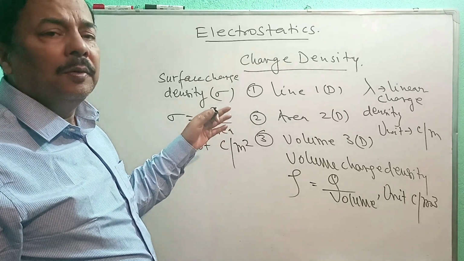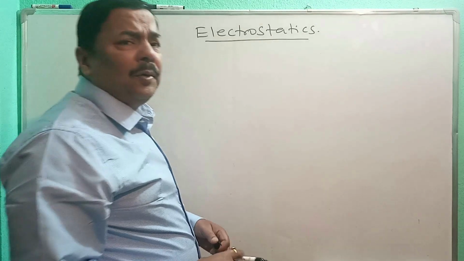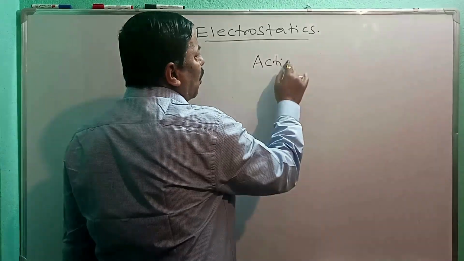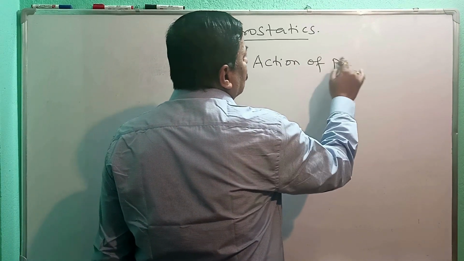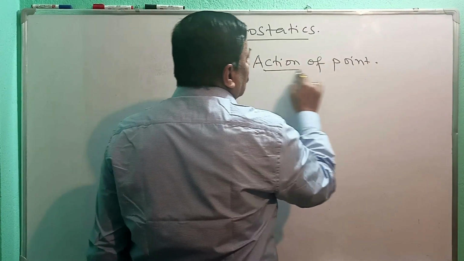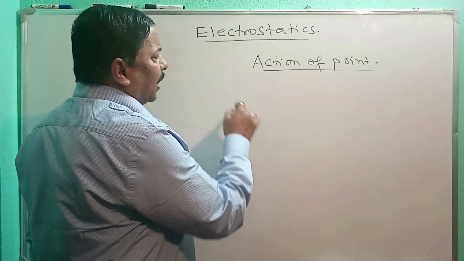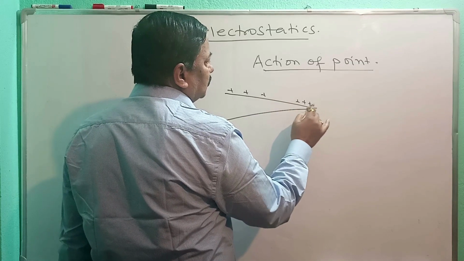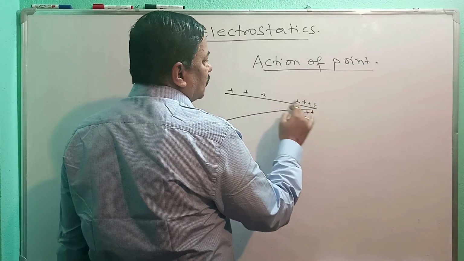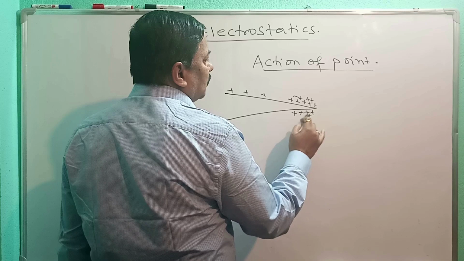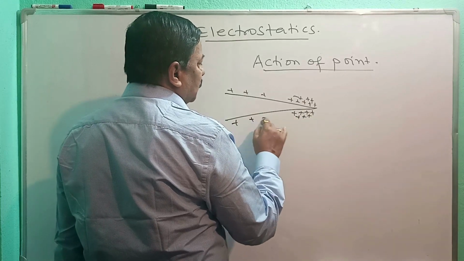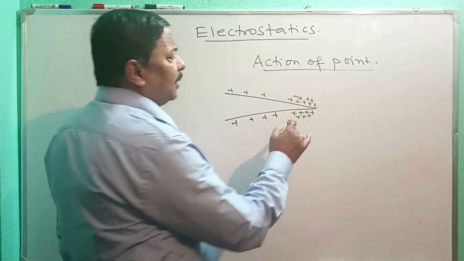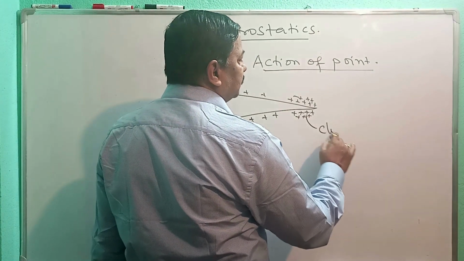Now try to understand one term that is known as action of points. If I am taking a pointed conductor, here the charge density is very high.